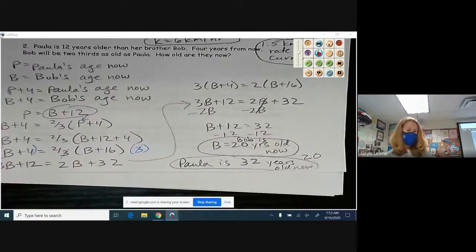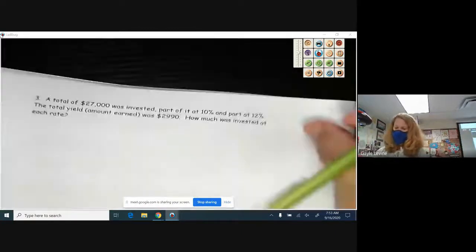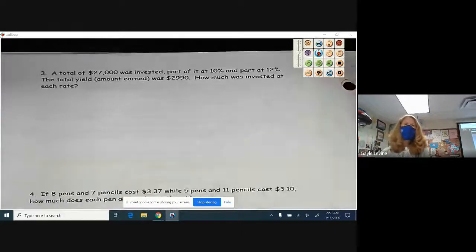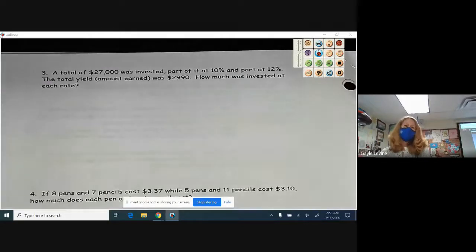All right, when you're ready, let's flip over to page 21, and we'll take a look at an investment question. So this is number 3, it's all about money. A total of $27,000 was invested, part of it at 10% and part at 12%. A total yield, which is the amount earned, was $2,990. How much was invested at each rate?